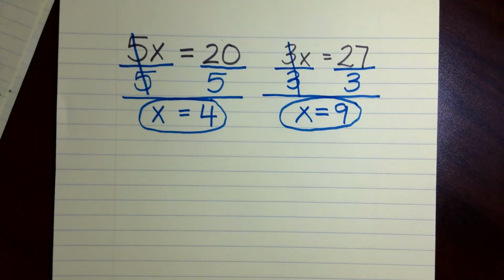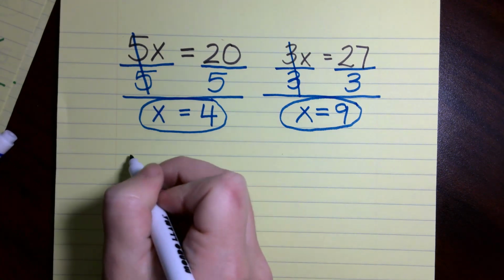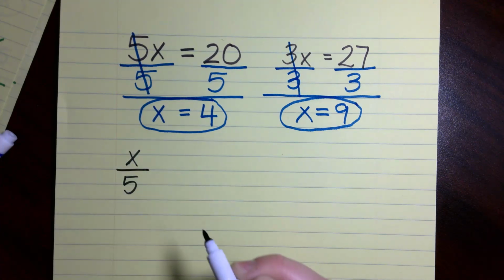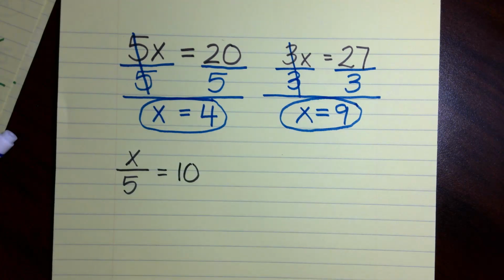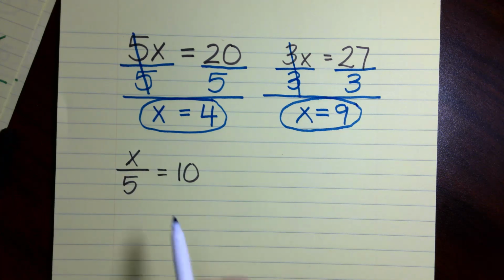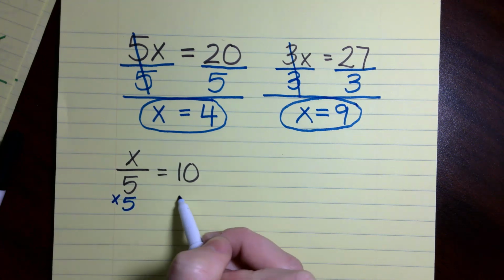Okay, so we did some multiplication ones. How about division ones? How about x divided by 5 equals 10? Remember, we're always doing the opposite. So if I want to get rid of divided by 5, what would I do? Multiply, exactly. So I'm going to do times 5 on both sides.